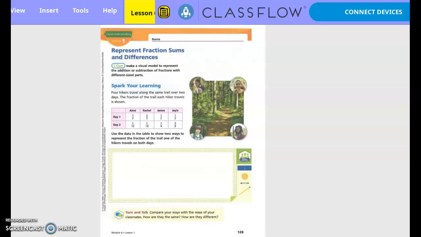Grade 5 math lesson 6.1. Represent fractions, sums, and differences. I can make a visual model to represent the addition and subtraction of fractions with different sized parts.